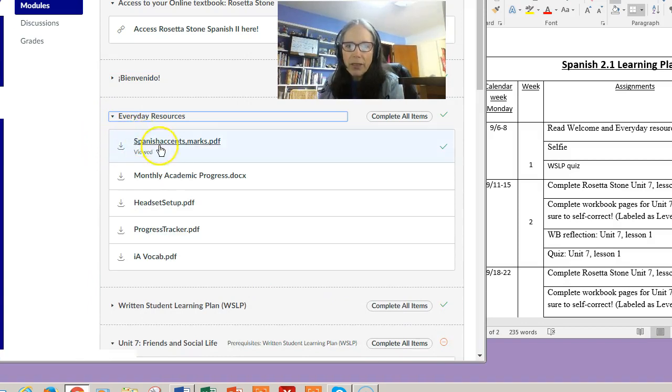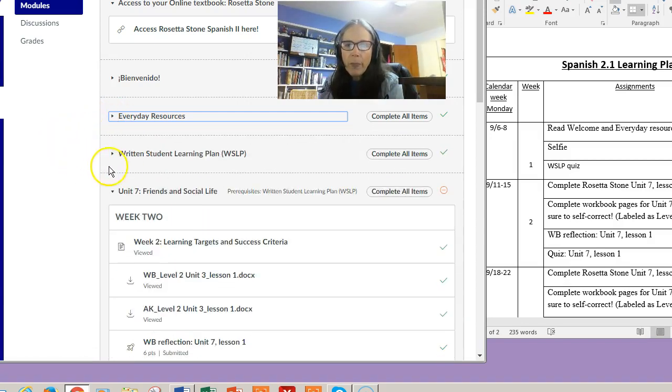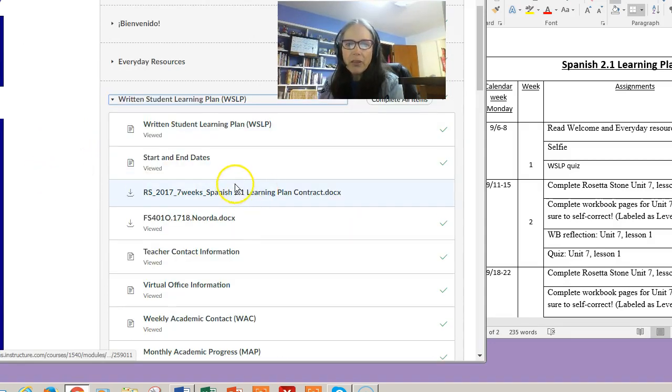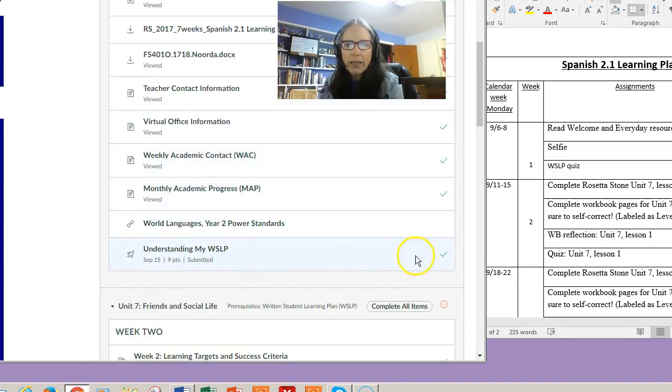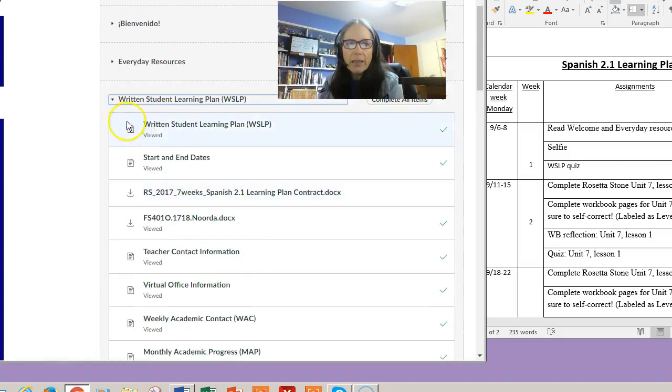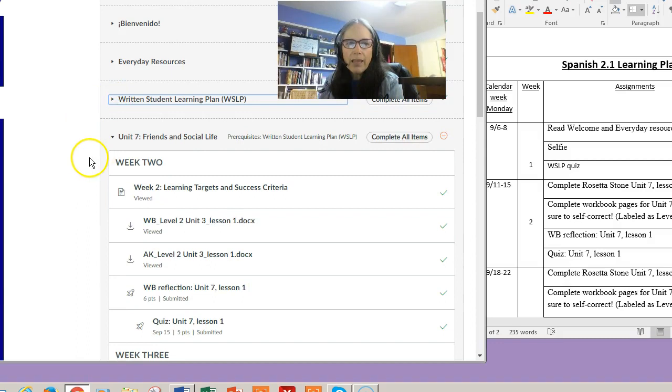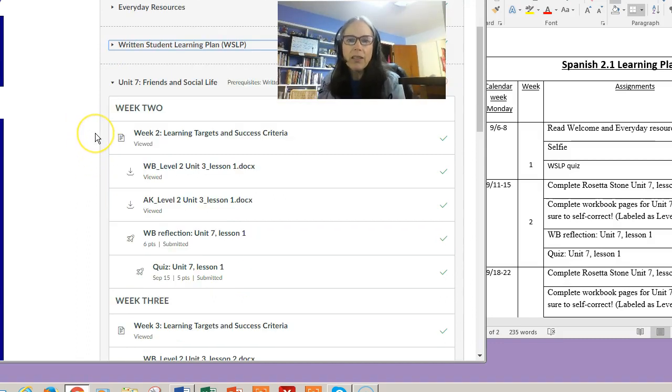And then you should have looked at the everyday resources. Those were not required to look at, but they're there for you to view. And then you were supposed to do your written student learning plan, your WSLP. And this one has all these green check marks by it where they were supposed to be and is all done. And so this student is ready to start in on the Spanish curriculum. And that would bring us up to week 2, which started on September 11th.